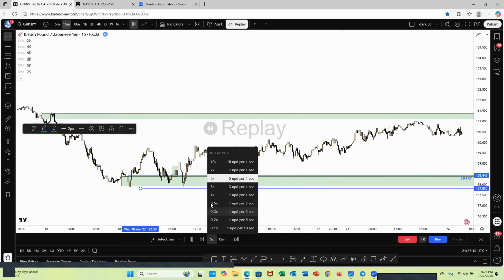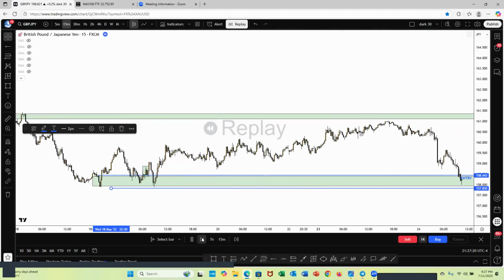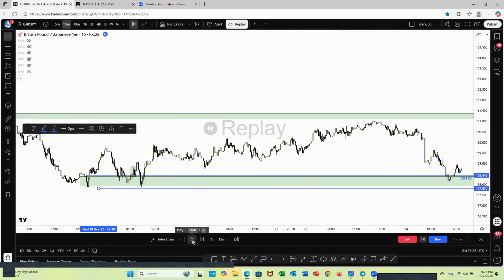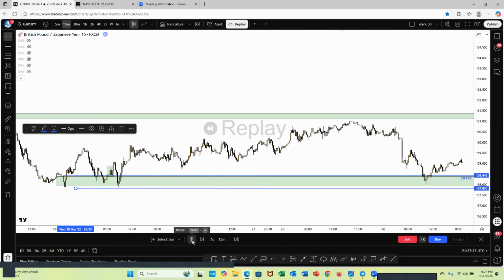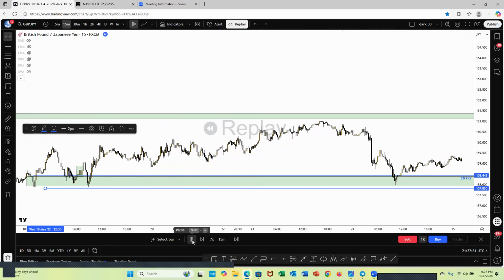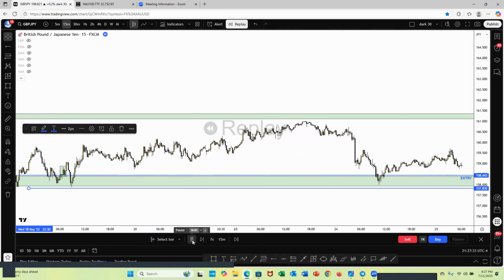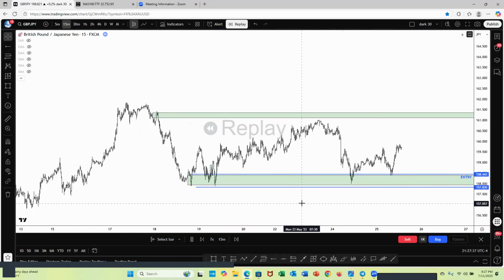But let me see something. Move it a little bit faster. Well, that was close enough. My lines probably were off. But it might be giving you another entry right there. From a risk to reward, from where the stop loss is, it's probably like a 6-to-1, 7-to-1 trade.